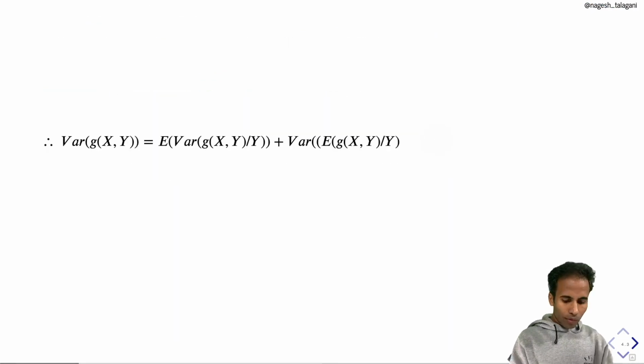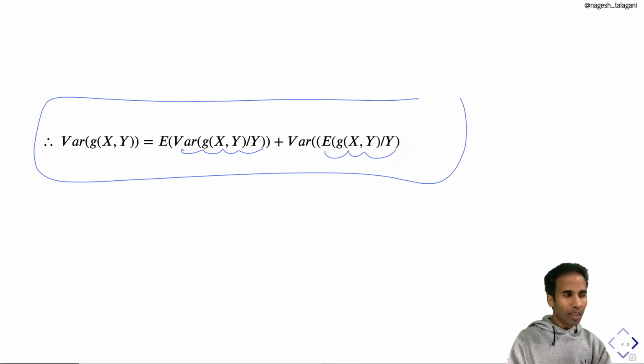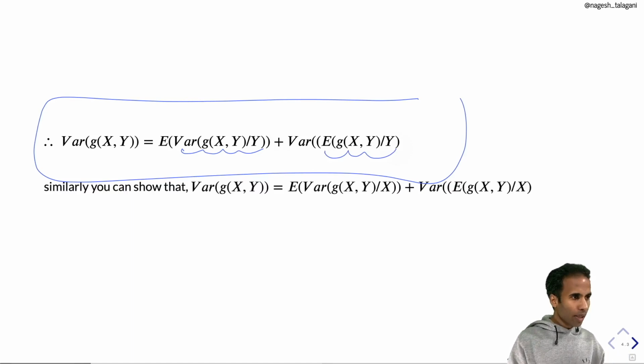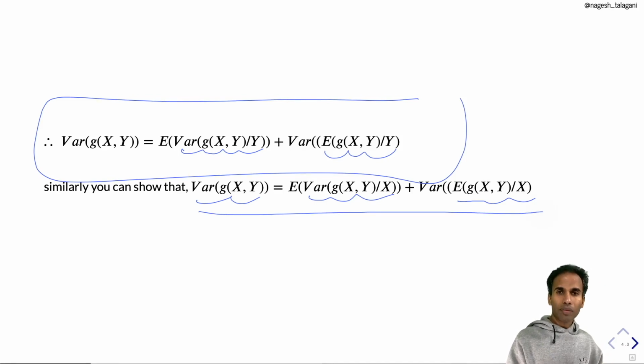Therefore, we have the variance of g(X,Y) equal to the expectation of the conditional variance of g(X,Y) given Y plus the variance of the conditional expectation of g(X,Y) given Y. Similarly, we can also show that the variance of g(X,Y) equals the expectation of the conditional variance of g(X,Y) given X plus the variance of the conditional expectation of g(X,Y) given X. Here we are conditioning on Y. Instead of conditioning on Y, you can also condition on X. In the same way you can show this. Okay, fine.